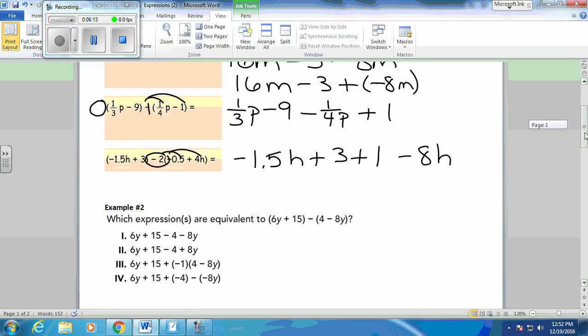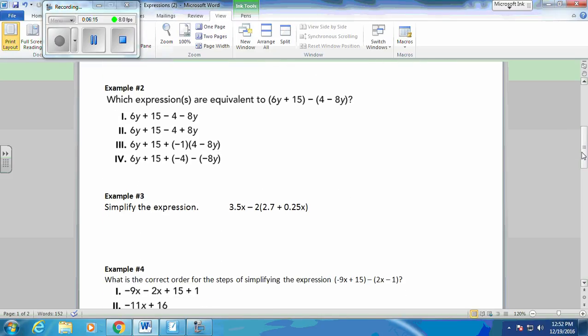Number 2 is asking which expressions are equivalent to 6y plus 15 minus 4 minus 8y. So the first thing that I'm going to start looking at is I'm going to distribute that negative sign. Just practice rewriting this to see if I can get anything different. So I have 6y plus 15, distribute that negative sign, so I have negative 4, and negative times a negative will give me positive 8y. So I look and I try to compare here, and the first choice is 6y plus 15 minus 4 minus 8y, so that doesn't work.